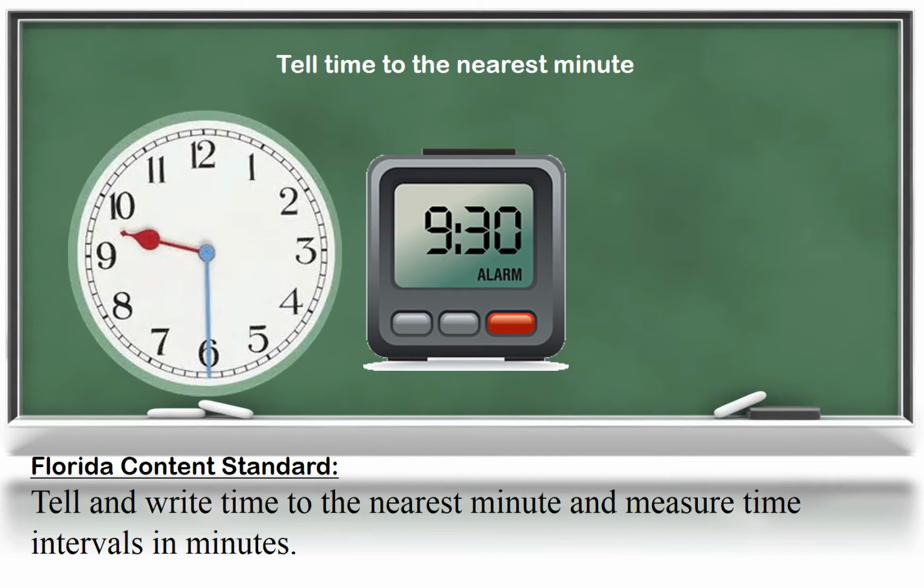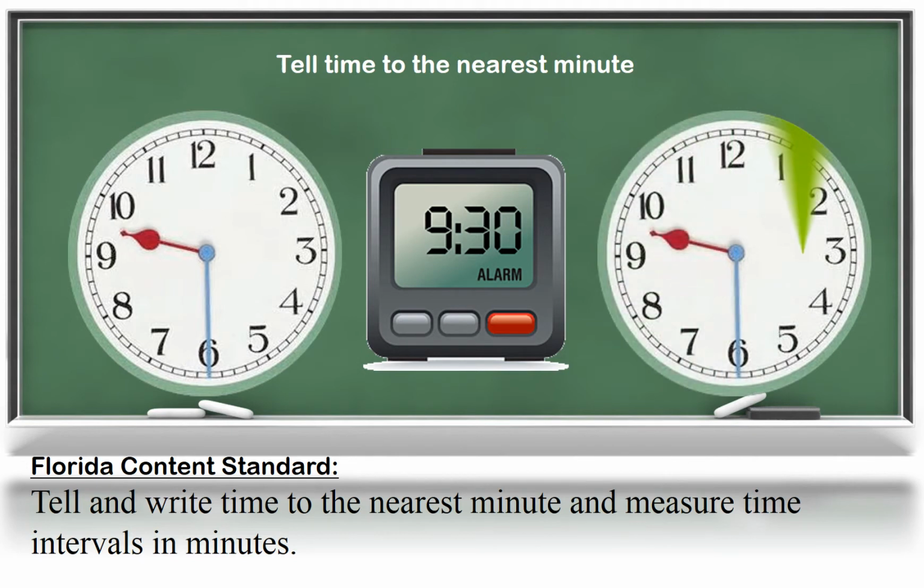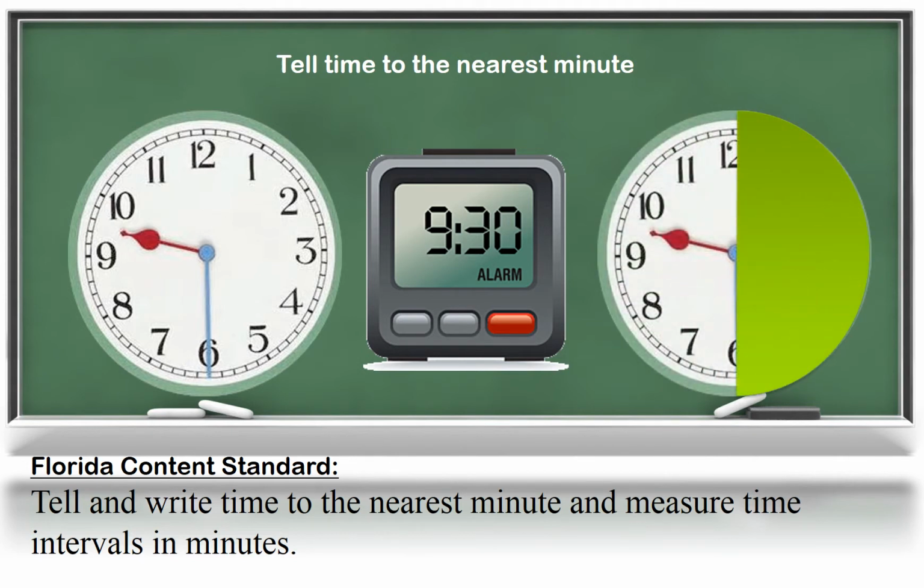For example, we could say these clocks say it is 9:30, or we could say half past 9. You may recognize that 30 minutes are covered by half of the clock face.